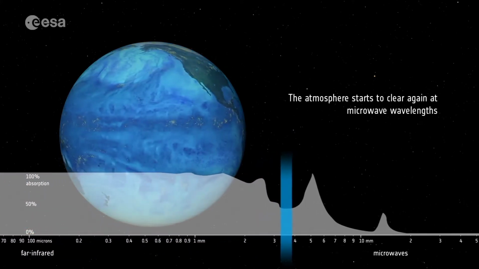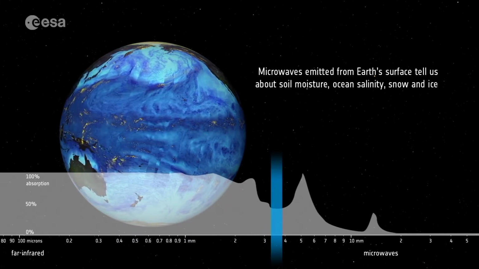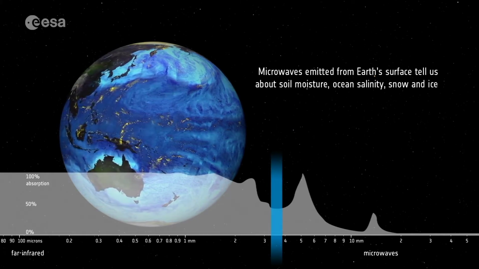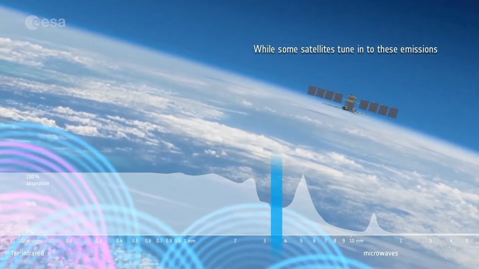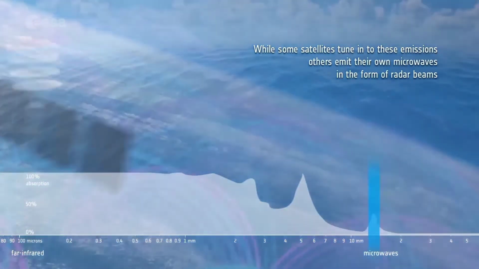The atmosphere starts to clear again at microwave wavelengths. Microwaves emitted from Earth's surface tell us about soil moisture, ocean salinity, snow and ice. While some satellites tune into these emissions, others emit their own microwaves in the form of radar beams.